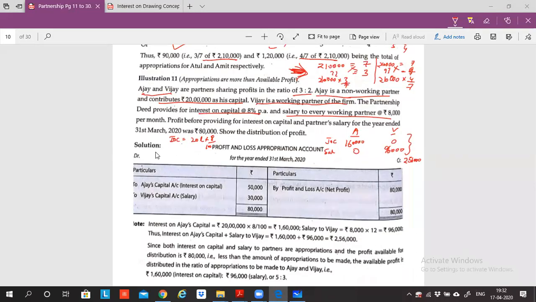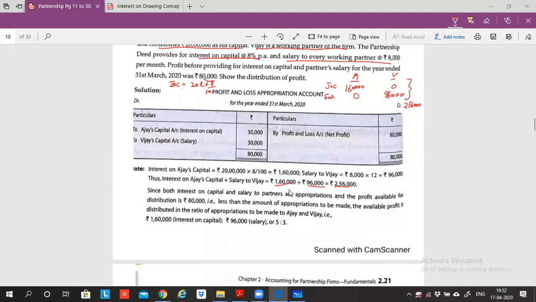8,000 into 12 is 96,000 plus 1,60,000 rupees, so it is 2,56,000. Now, how much profit do you have with yourself? 80,000. Correct. So can I say I'm falling short of profit?